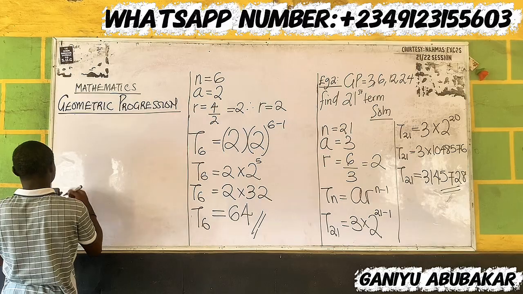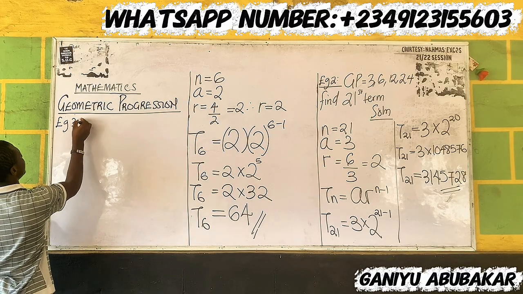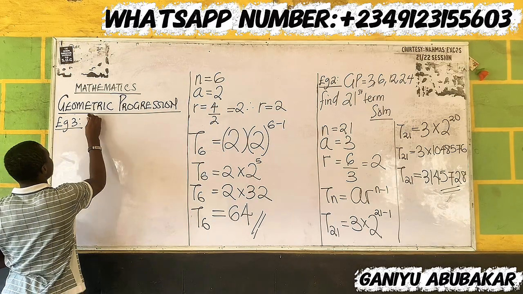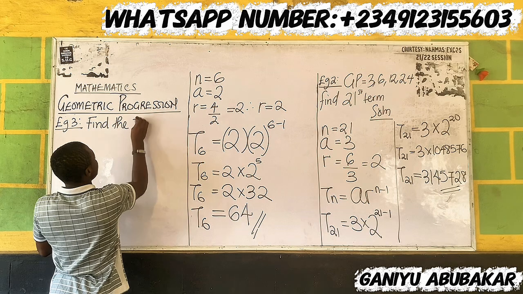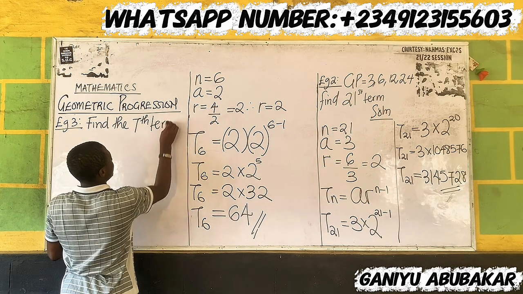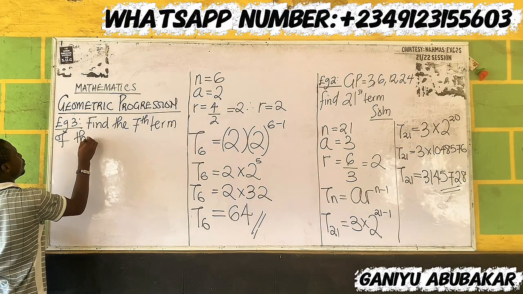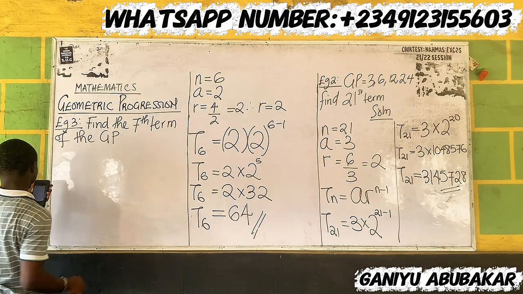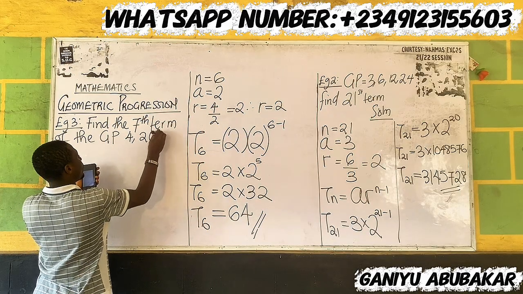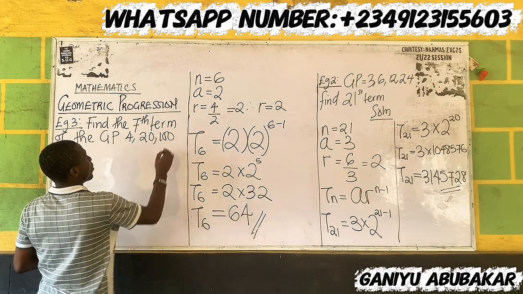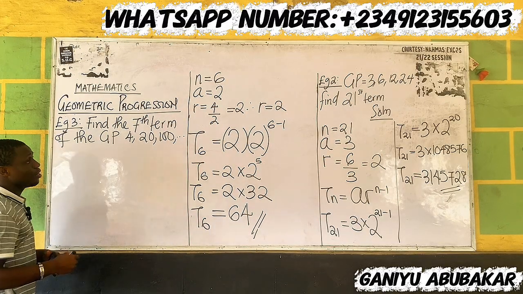The example says, example 3. It says find the seventh term of the GP, given that I have 4, 20, 100, and so on. That's the GP given. So I'm asked to find the seventh term.